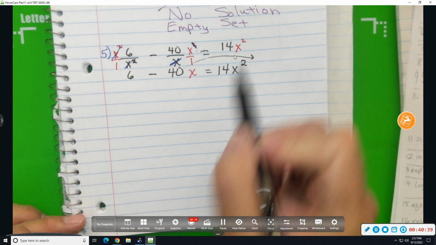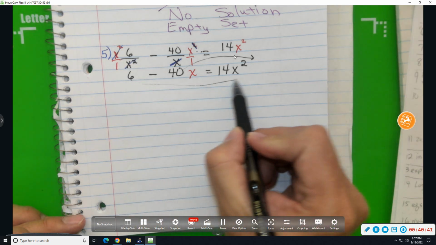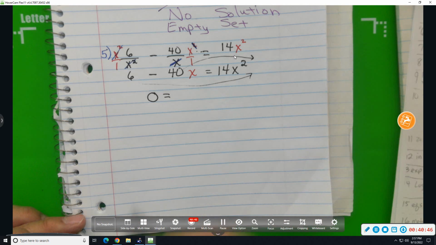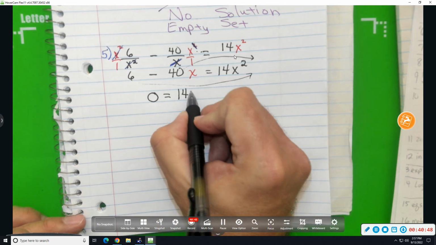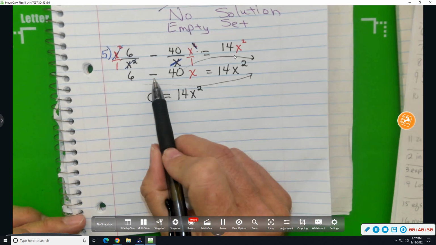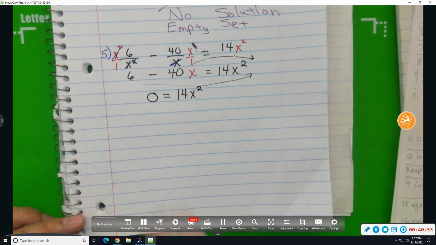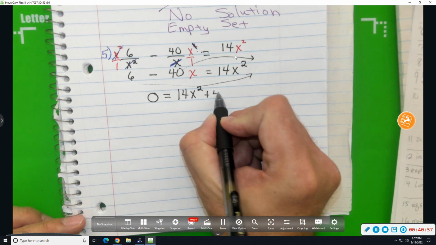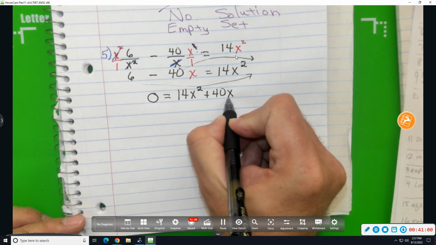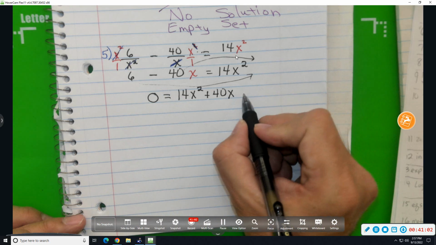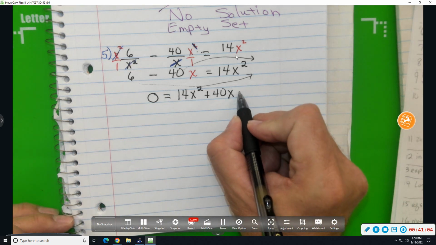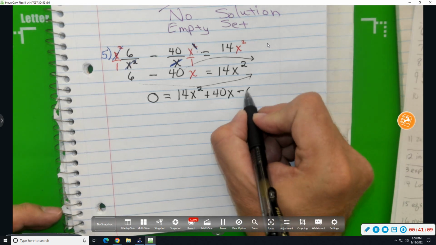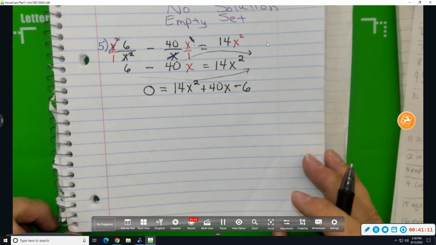So we're going to add the 40x and subtract the 6. So we have 0 equals 14x squared. And I'm going to write it in standard form: x squared, x, constant. So I'm going to write the plus 40x next. And then what's my constant term? What am I about to write here? Minus 6. Are y'all caught up with me? Are there any questions?